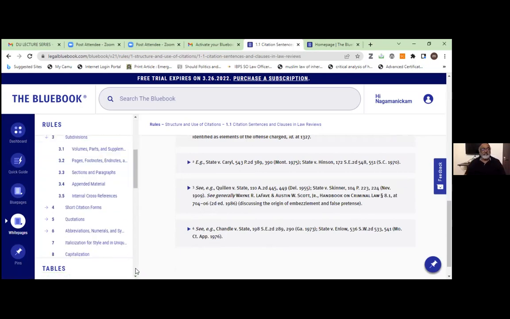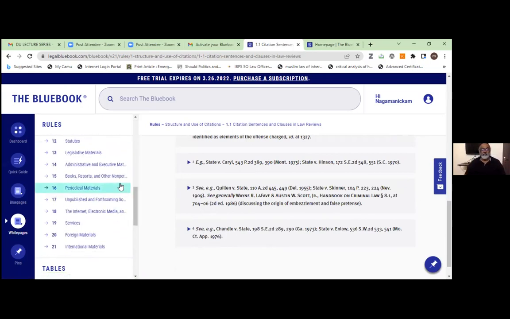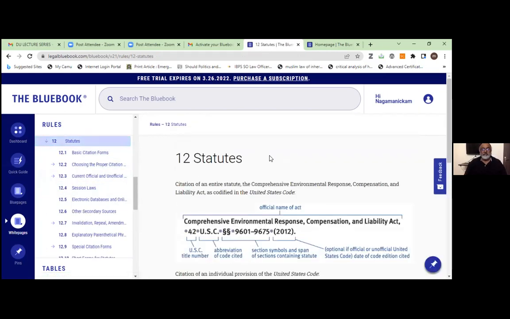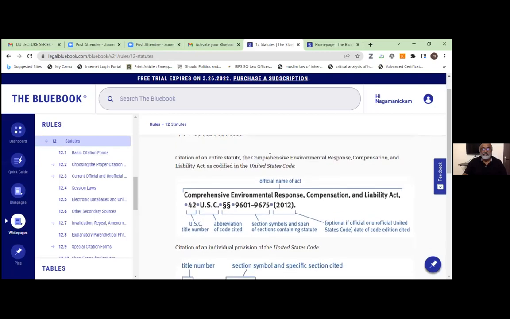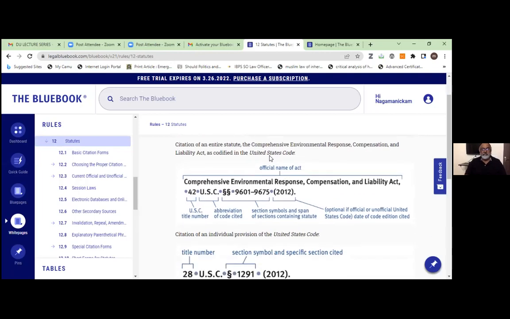Next, let's go to statutes. It's clearly given over here. First, the official name of the act, then the title number, then the code, then here you can see the section symbols and the span of sections, and then the year in which the act has come into being.